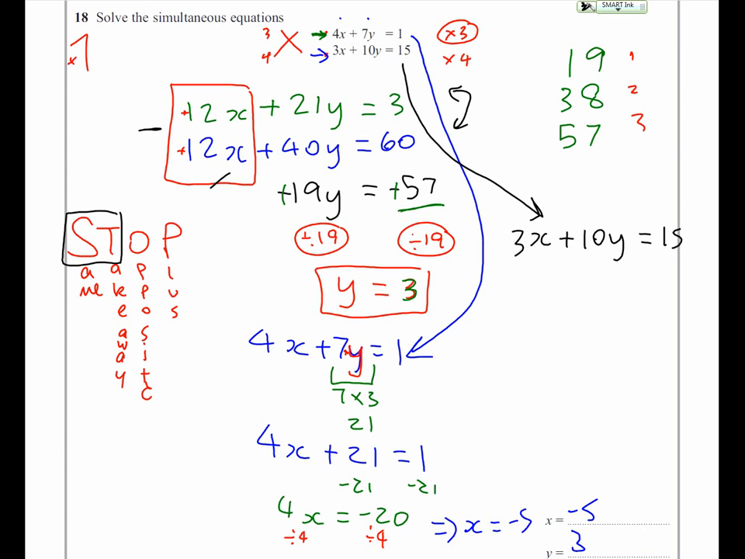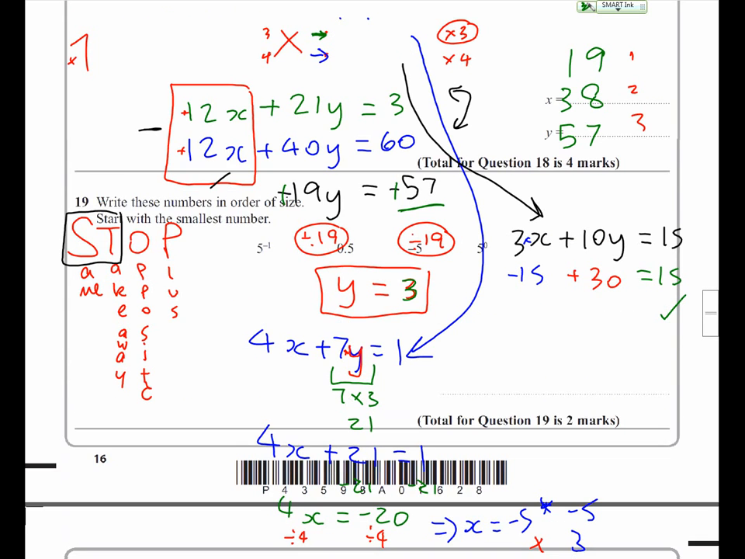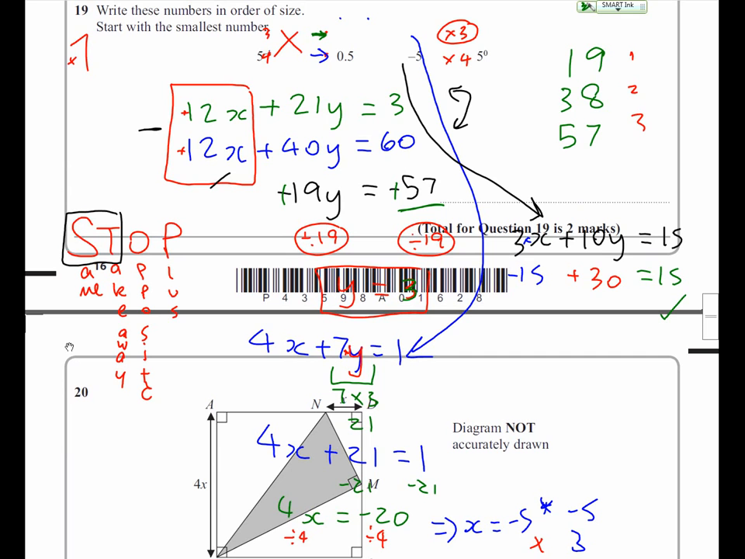This might be something you come back to at the end of the exam if you've got time. 3 times our x value of minus 5 is minus 15. 10 times our y value of 3 is 30. And yes, we get the answer of 15, which is what we wanted. So we know we've got that question right. We've got all 4 of those 4 marks.